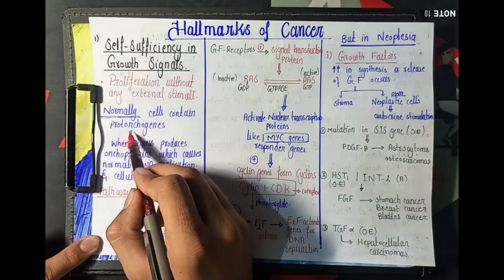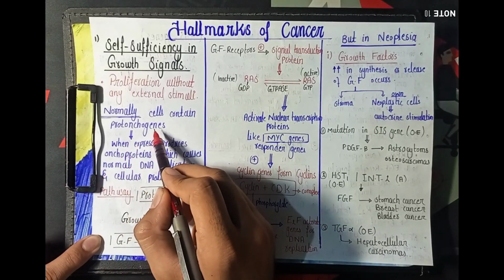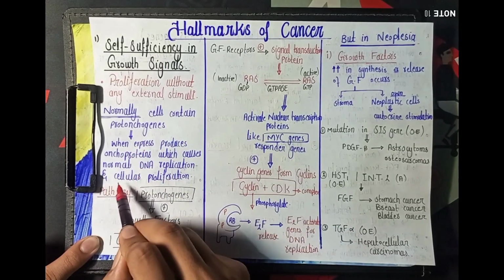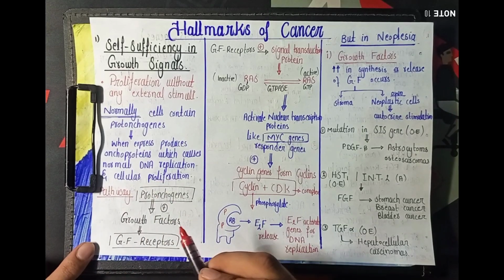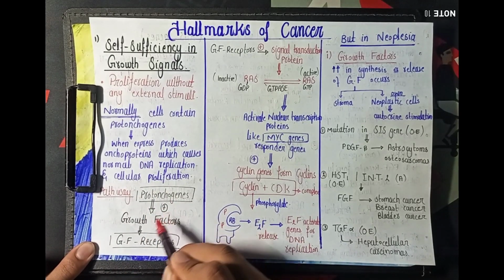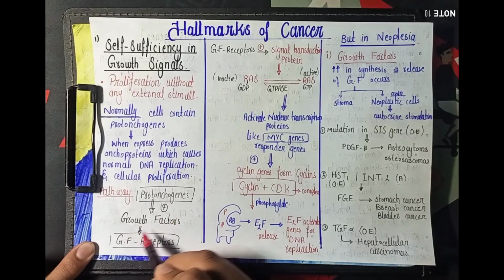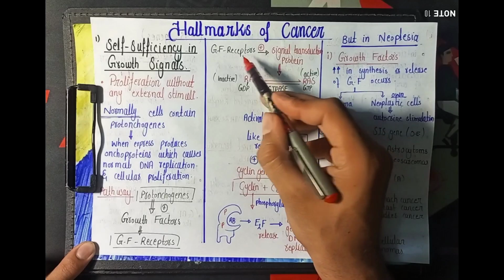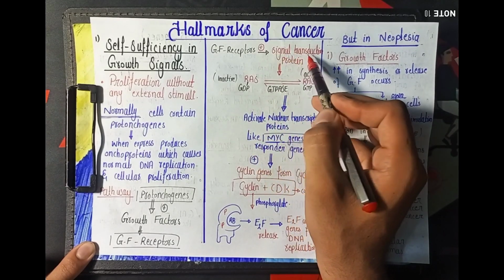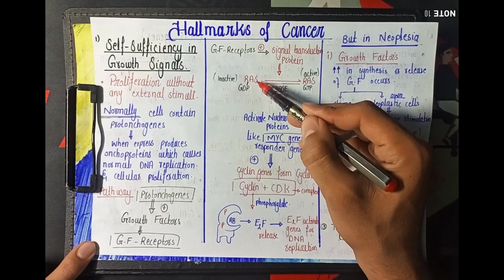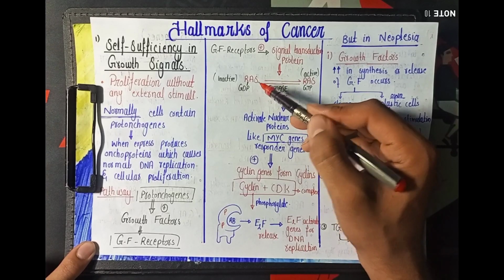Normally the cell contains proto-oncogenes, and when these genes express, they produce proto-oncoproteins which cause normal DNA replication and cellular proliferation. Normally when the proto-oncogene expresses, it produces growth factors, and these growth factors bind with the growth factor receptors and activate them, and the growth factor receptors then activate signal transduction proteins, and these signal transduction proteins include the RAS gene, ABL gene, beta catenin gene, etc.